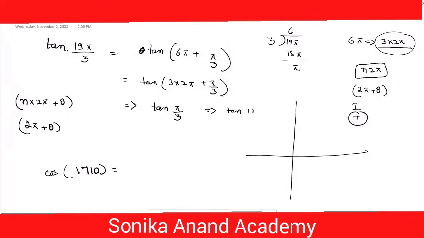Now what is its value? Tan of 180 minus 60, that is tan 60, that is root 3. Okay. Now solve this one, click the picture and send it to me on WhatsApp right now.